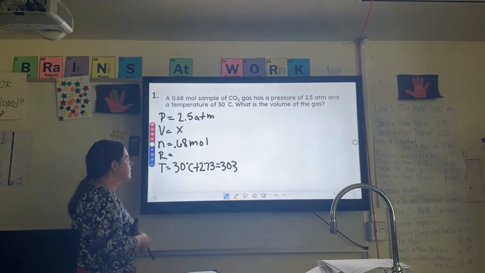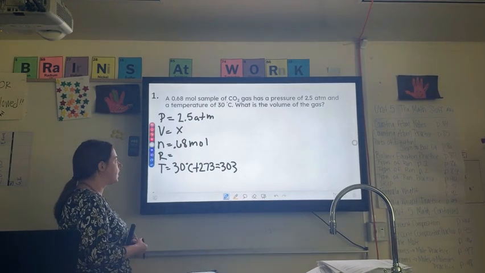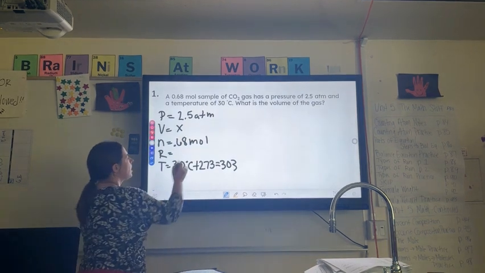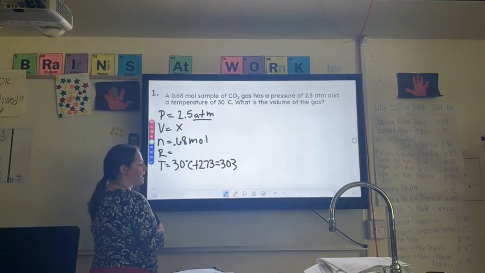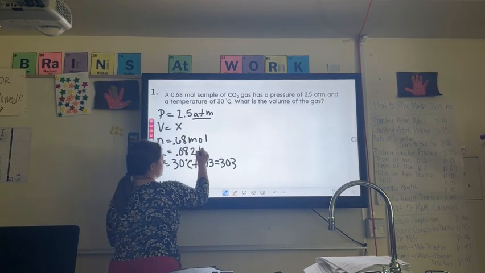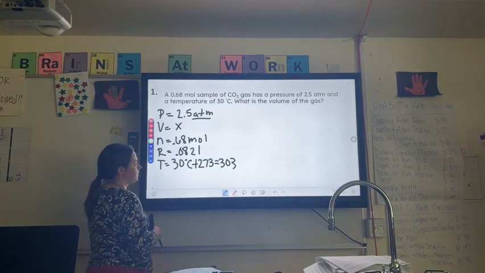So that's our X. Now some of you are going to say, I don't have an R. The R was given to you on a previous slide, so if you need that, go back to it. Our pressure is in atm, so you have to use the R that's associated with it. 0.0821 is the R that we're going to use for it.